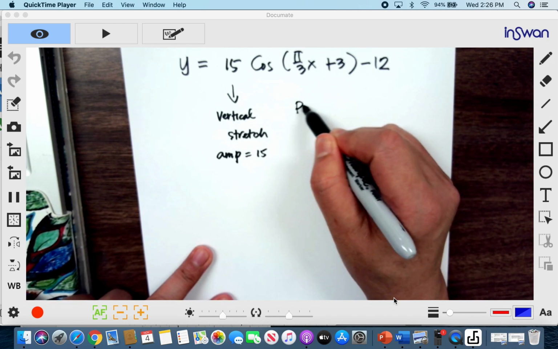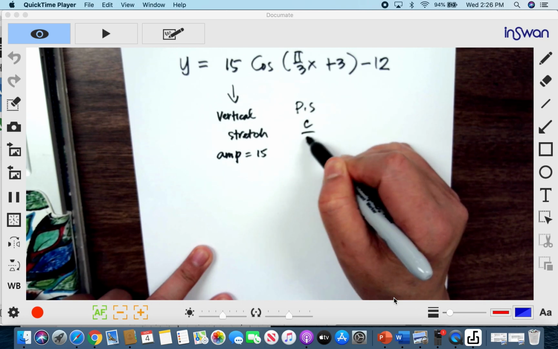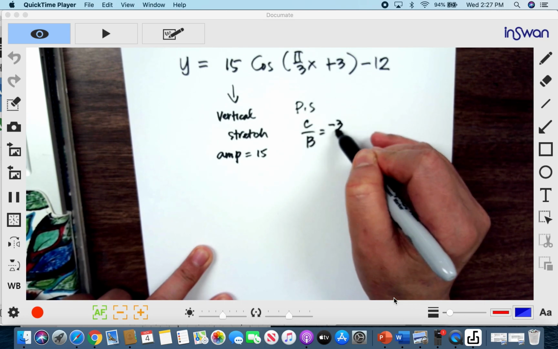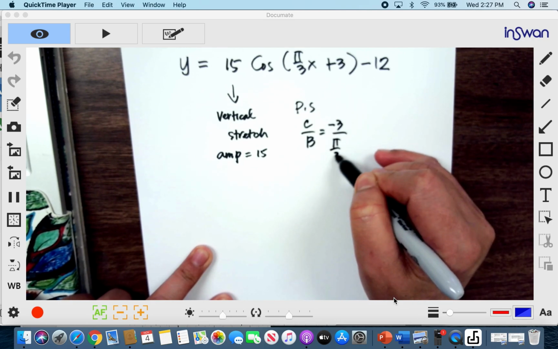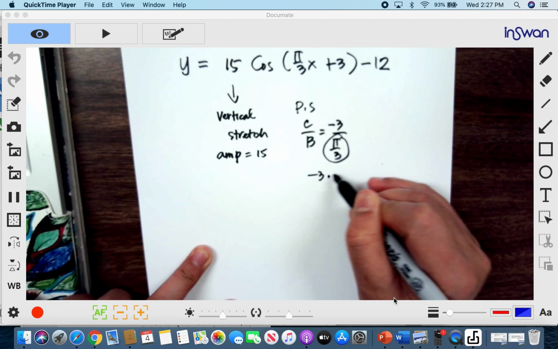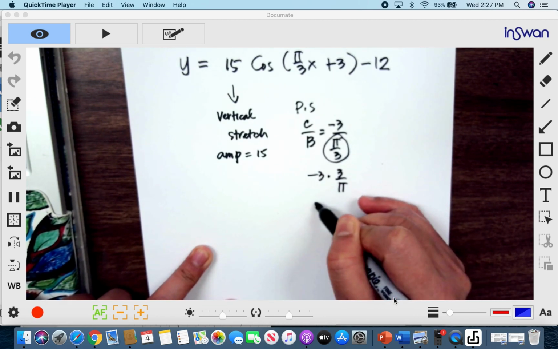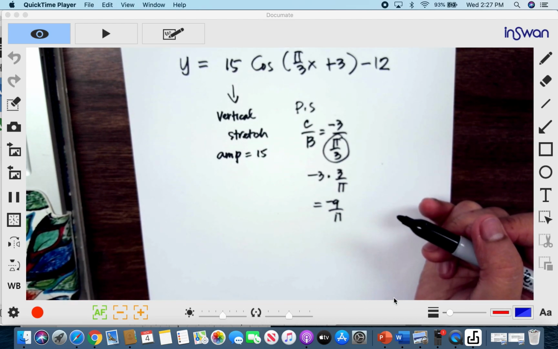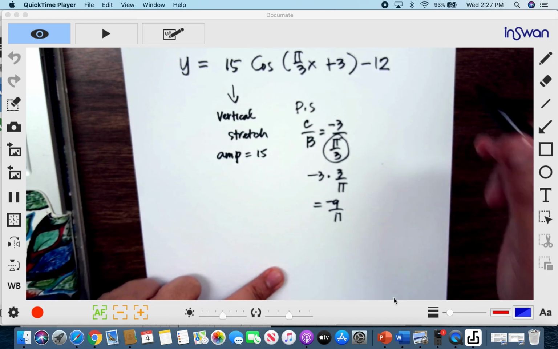Now, to find the phase shift, we need to find C over B, but we have to take the opposite sign of C, and that's negative 3 over pi over 3. Then, of course, we need to reciprocate this. That's negative 3 times 3 over pi, and that's negative 9 over pi. That means our graph will shift to the left by 9 over pi. So we will identify that later on through its graph.